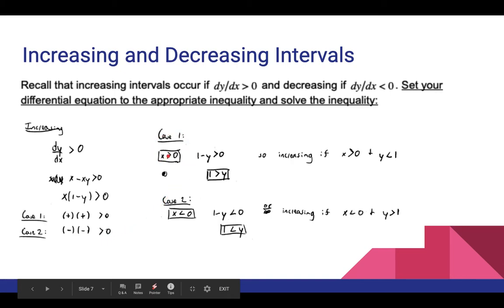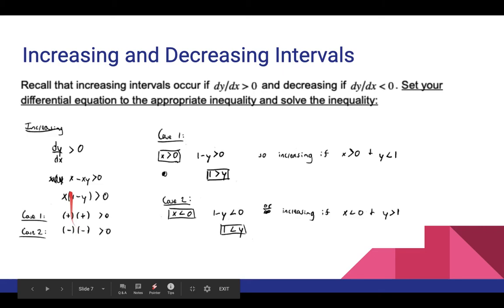In case 1, we can set x greater than 0, so x is going to be positive, and 1 minus y will be greater than 0, aka 1 minus y will also be positive. So that tells us, solving for the second inequality, that y is going to be less than 1. So we're going to be increasing if x is greater than 0 and y is less than 1.